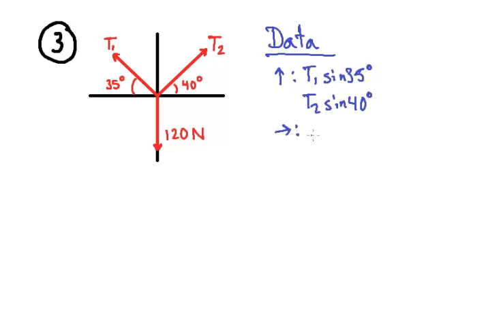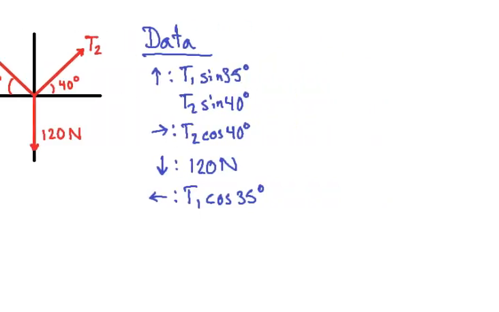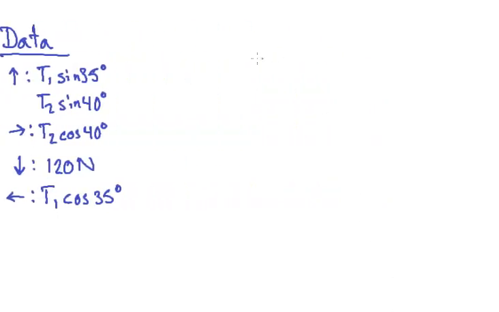Then the force that is going to the right is T2 cosine of 40. The one that is going downwards is 120 newtons. And the one that is left-sided is T1 cosine of 35. Remember, we use cosine for horizontal forces and we use sine for vertical forces. With that data in mind, all we need to do next is the vertical analysis and then the horizontal analysis. So let's see, vertical analysis.